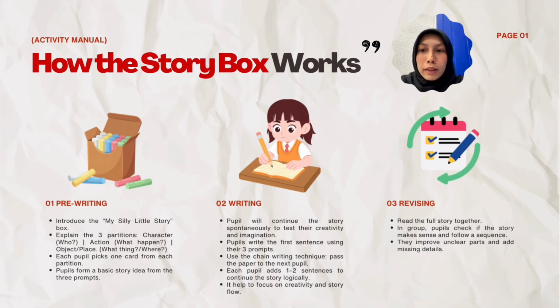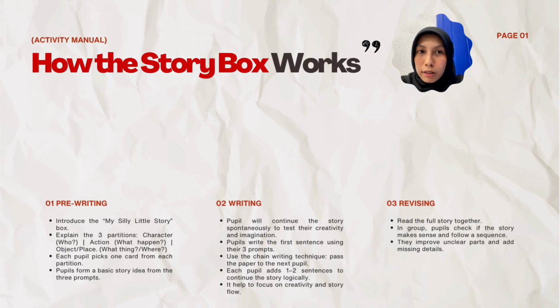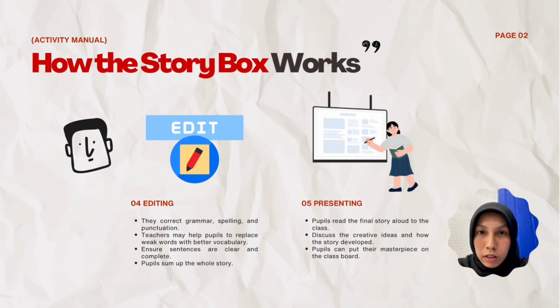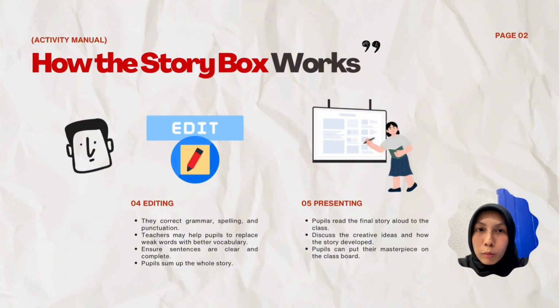Then we move on to the third stage, which is revising. After the story is completed, pupils read the full story together to check whether it makes sense and follows a logical sequence. The fourth stage is the editing stage. In this stage, pupils correct grammar, spelling, and punctuation with the help of the teacher. They also improve unclear sentences, and teachers may help pupils replace weak words with better vocabulary and ensure sentences are clear and complete. We then move on to the final stage, which is presenting.